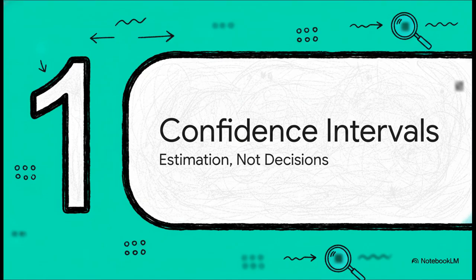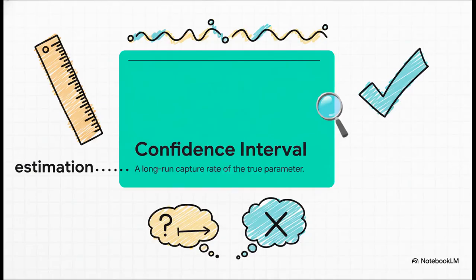Okay, let's start with tool number one, the confidence interval. And look, if you only remember one thing about it, let it be this. Its entire job is estimation. That's it. It is not here to make a final yes or no call on some theory. So what is it really? Well, I like to think of it as a statistical fishing net. We take a sample from this huge population, that's the ocean, and from that one sample we weave a net. That net is our range of values, and we're pretty confident that the true value we're after, say the true average weight of all fish in the ocean, is caught somewhere inside that net.